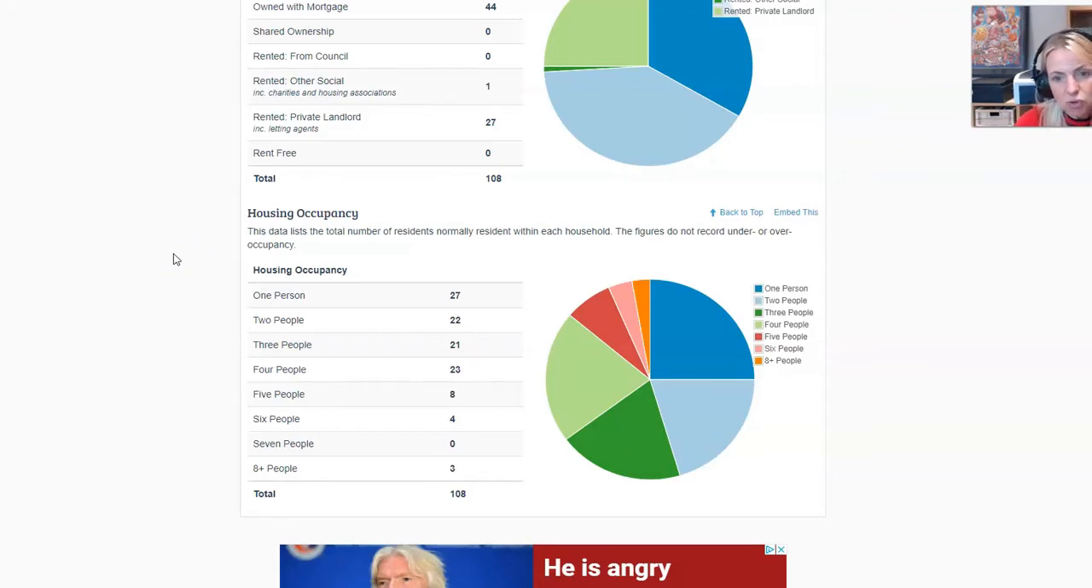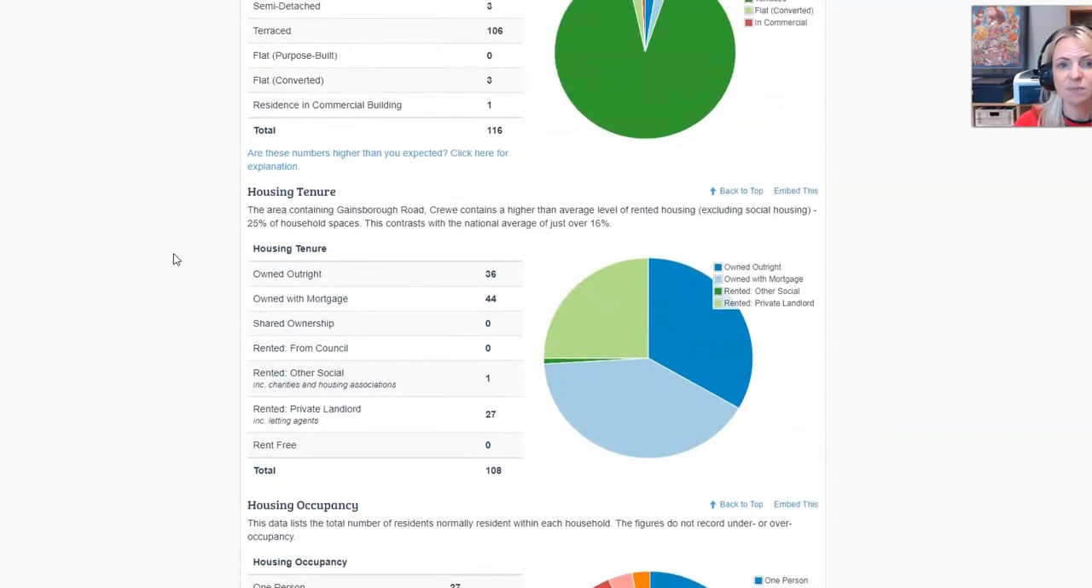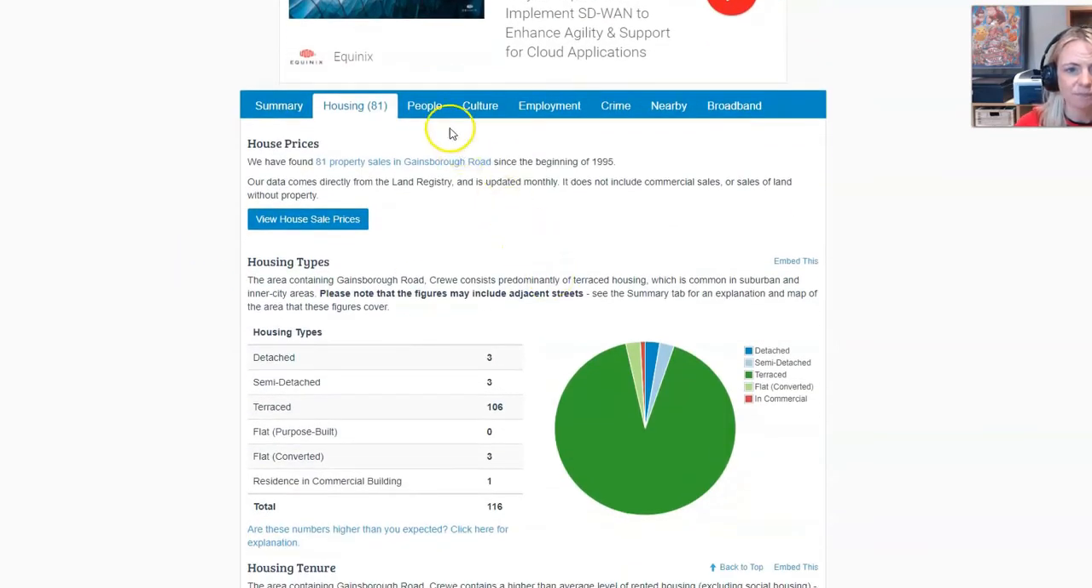In this case, we've got a good mixture of different types of housing occupancy. But being an individual renting a room or renting a house on your own in a single person household is obviously a very common pattern in this particular location. Let's click now onto the People tab.